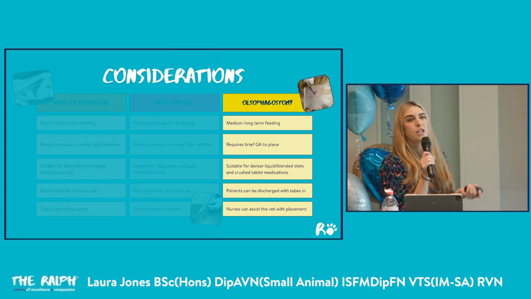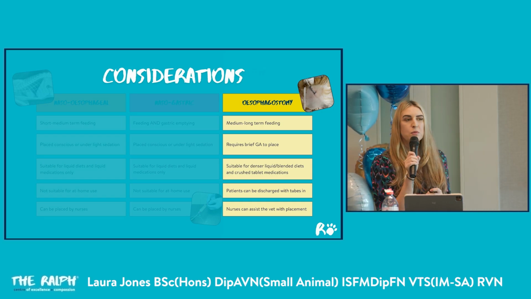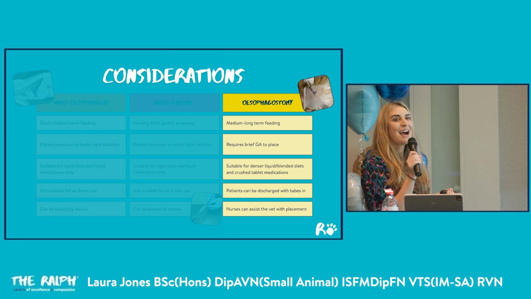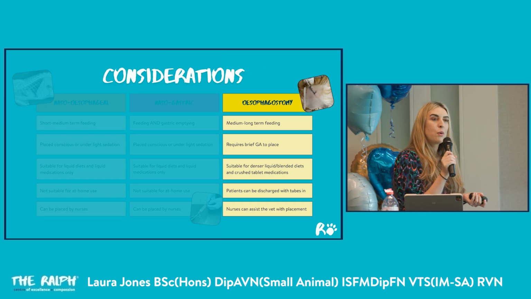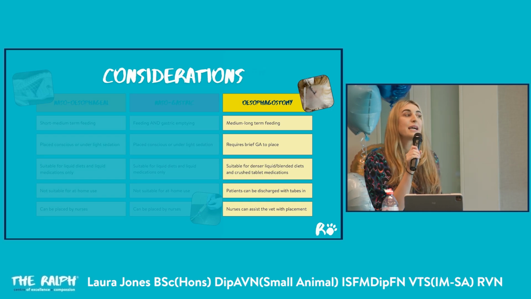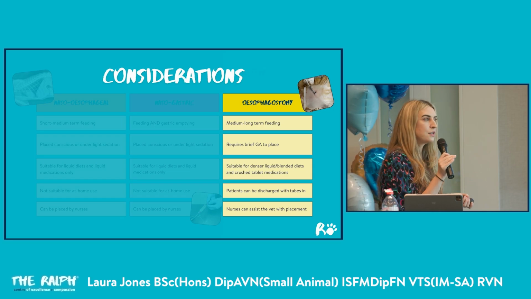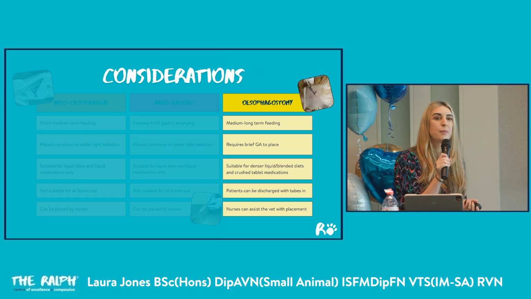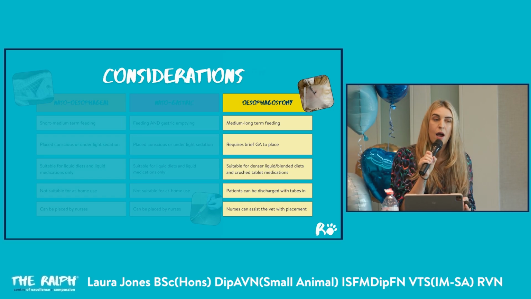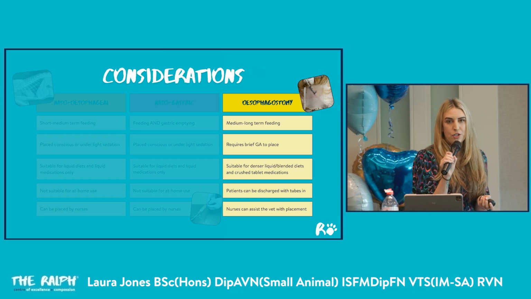Because they are wider bore tubes, they're suitable for more dense diets, so blended wet foods, for example, or soaked and blended biscuit foods, and crushed tablet medications. They do require a brief anaesthetic to place, so they may not be suitable in all patients if we've got a really, really unstable patient. But chances are, if your patient is not stable enough to be anaesthetised for an O-tube, they're probably not stable enough to receive nutrition at that moment in time. And they will probably let you place an NO or NG tube consciously if you need to.